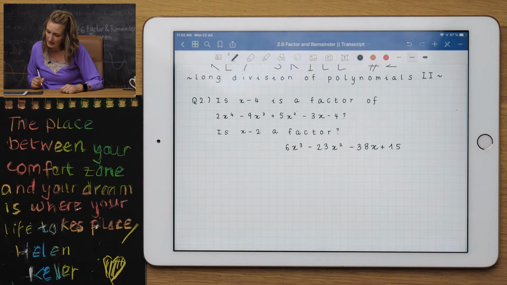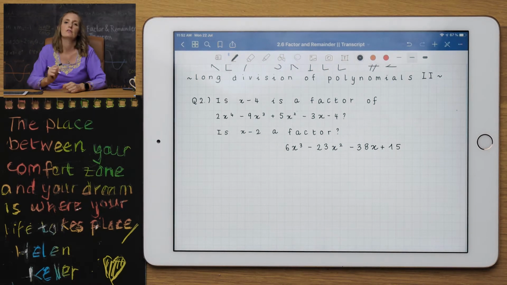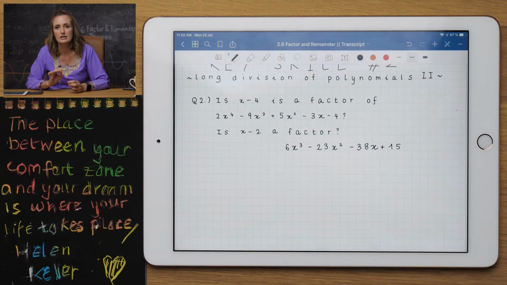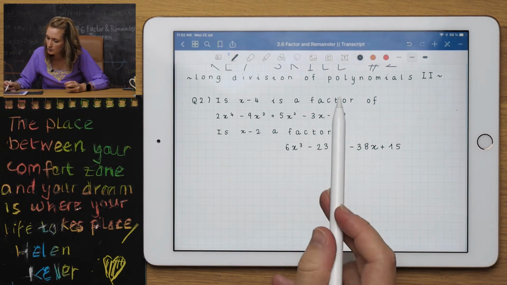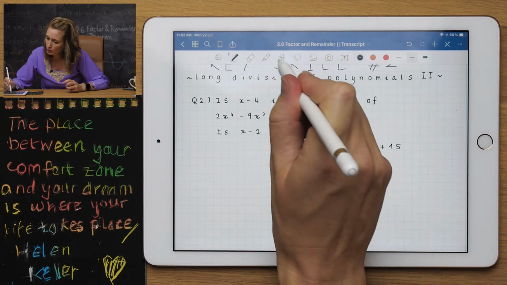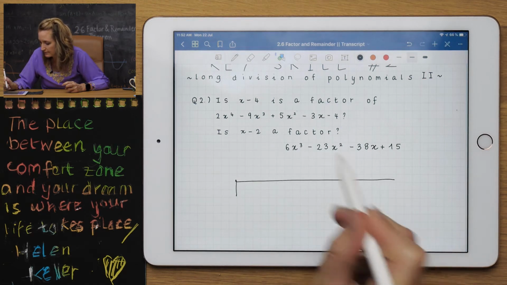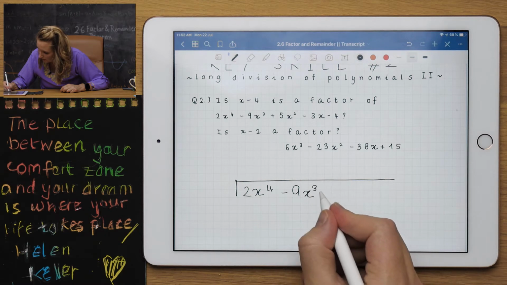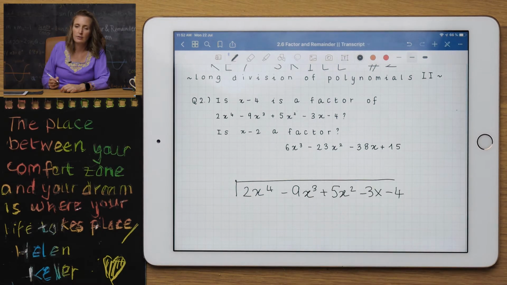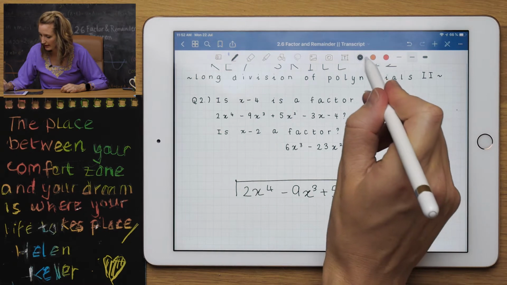Is x minus 4 a factor of this? Is x minus 2 a factor of this? To determine if something is a factor, you should know that a factor means that it has a 0 remainder. So we need to do long division here twice to decide which ones are factors, which ones leave us no remainders. We've also got now a power 4, which means the process is a little bit longer, but exactly the same.